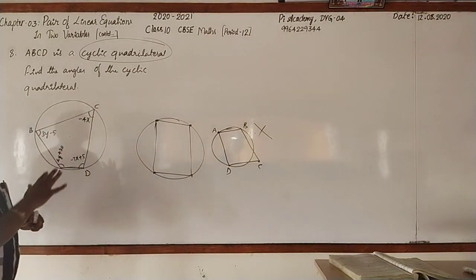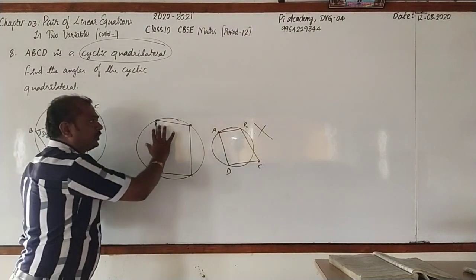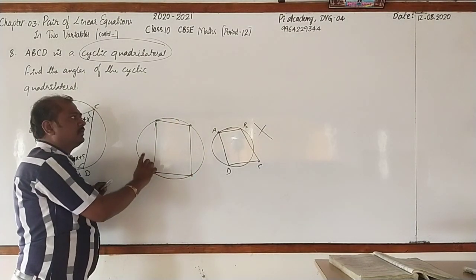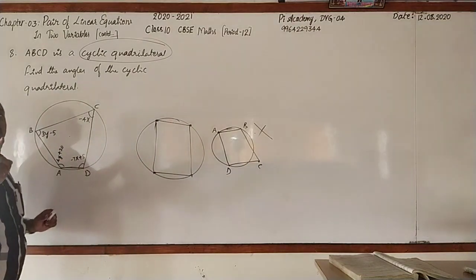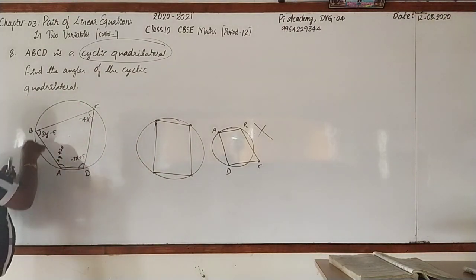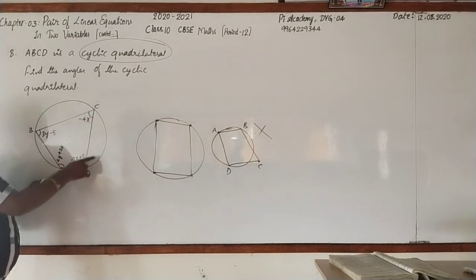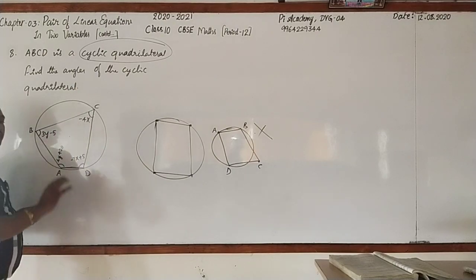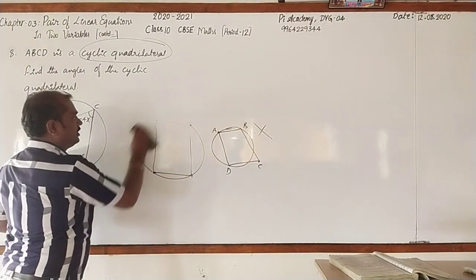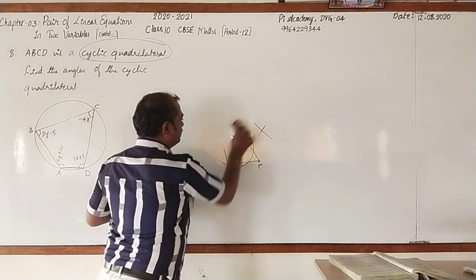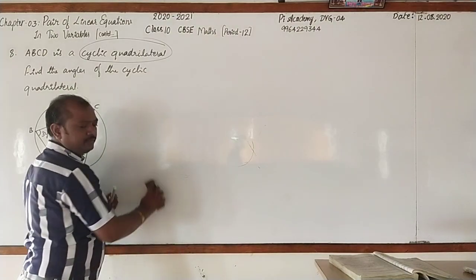So, according to the definition of a cyclic quadrilateral, all the vertices of the quadrilateral must lie on the same circle. So, here in this figure, vertices A, B, C and D all lie on the same circle. Therefore, it is cyclic.